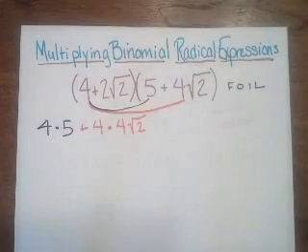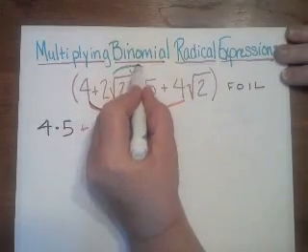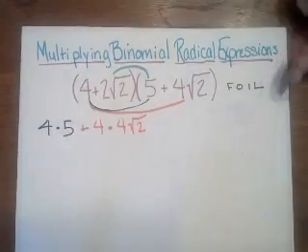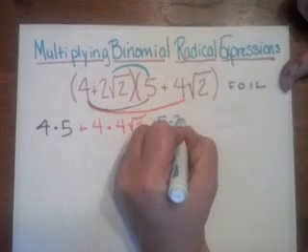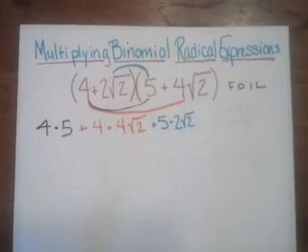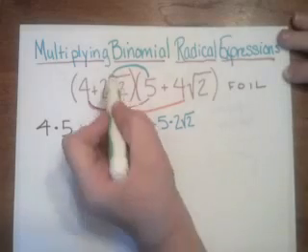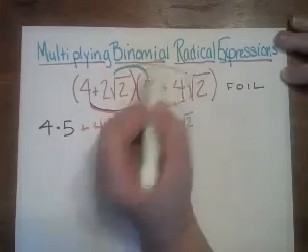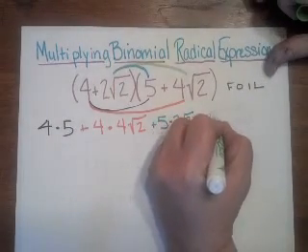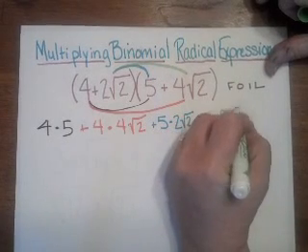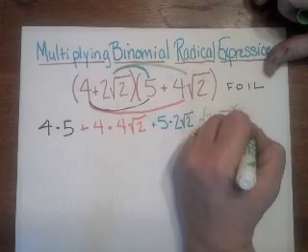Then we take the inner, and the inner are 2 square root of 2 times 5. So that ends up being, I'm going to write it as 5 times 2 square root of 2. And then finally, I take the last, which is 2 square root of 2 times 4 square root of 2. I'm going to put them in parentheses so that we can see them multiply together like that.